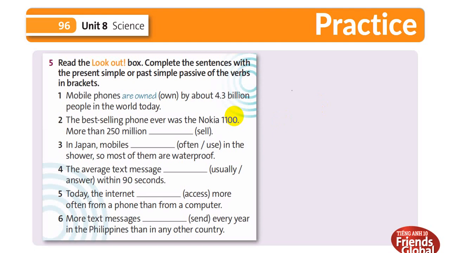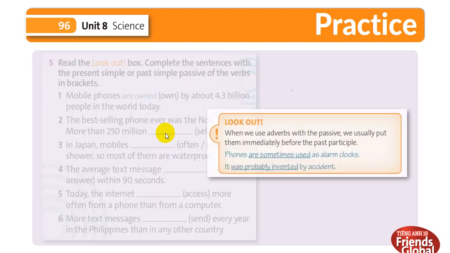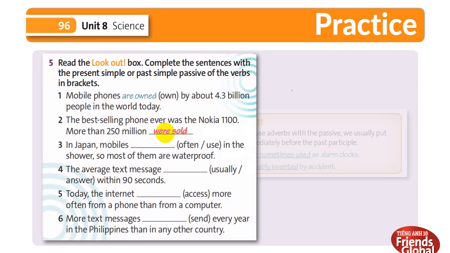passive voice. Now you read the Look Out box and complete the sentences with the present simple or past simple passive voice of the verb in the bracket. 2. The best-selling phone ever was the Nokia 1100 model. 250 million were sold worldwide. In Japan, mobile phones are often used in the shower, so most of them are waterproof.